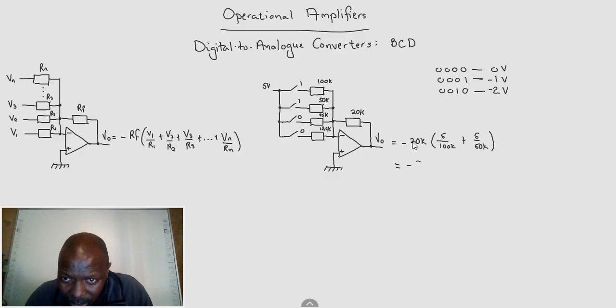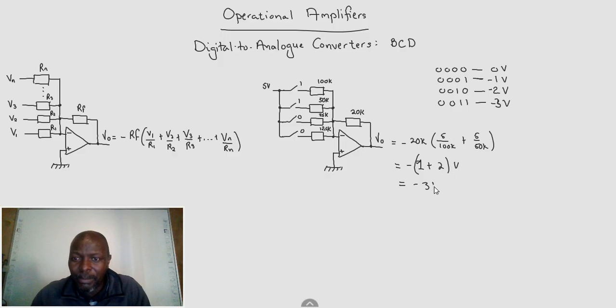By now we should know this is 100k divided by 100k. That's 1, plus that one there is 100k divided by 50k, which is 2, which is minus 3 volts. So that's minus 3 volts. So what do you notice here? I'll do the last one so that you can see each step we are going up by a voltage. Let's prove it with the last one. 0 1 0 0 will be what?